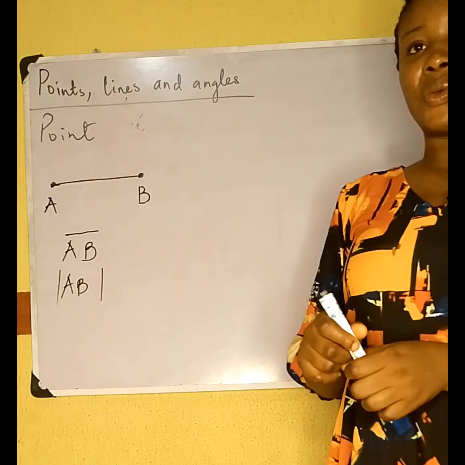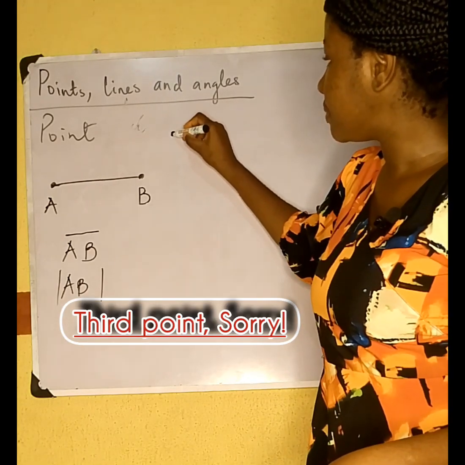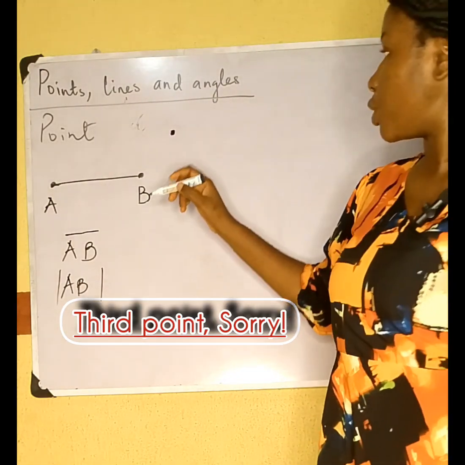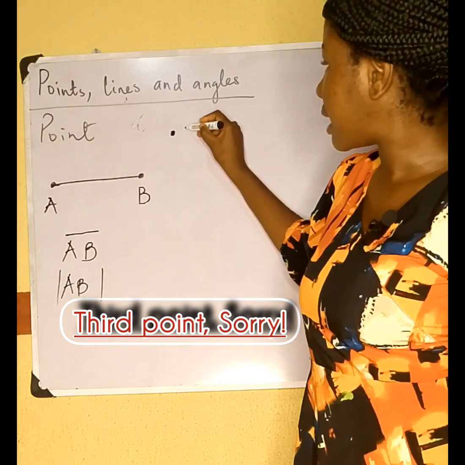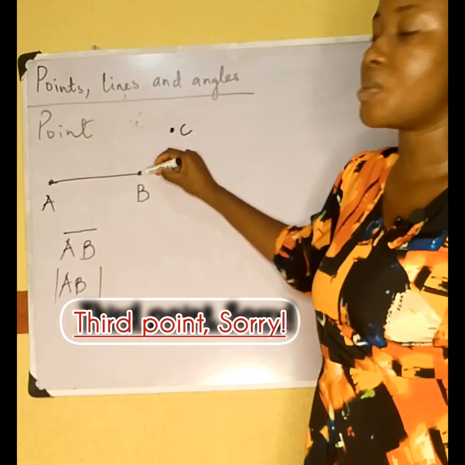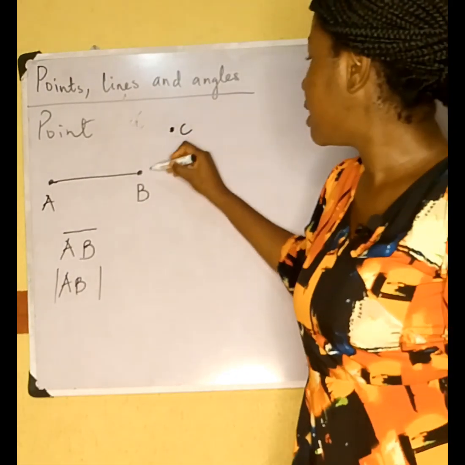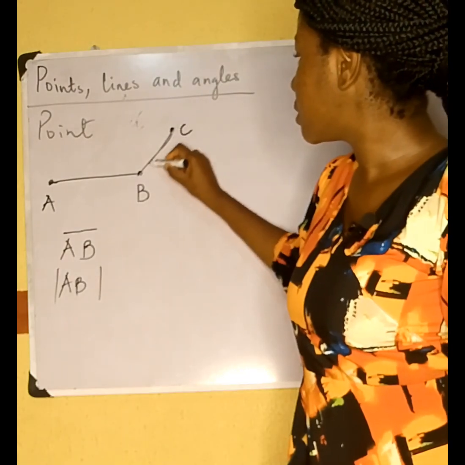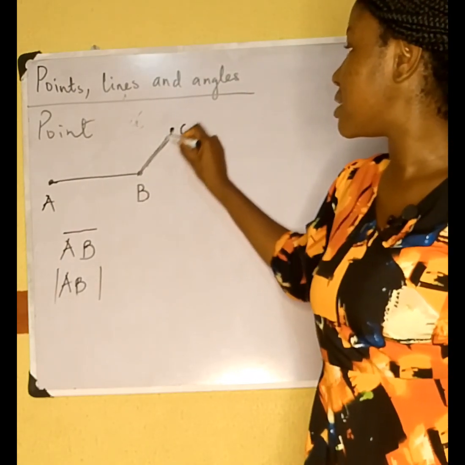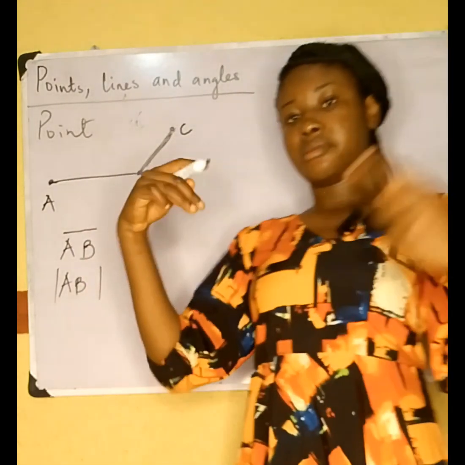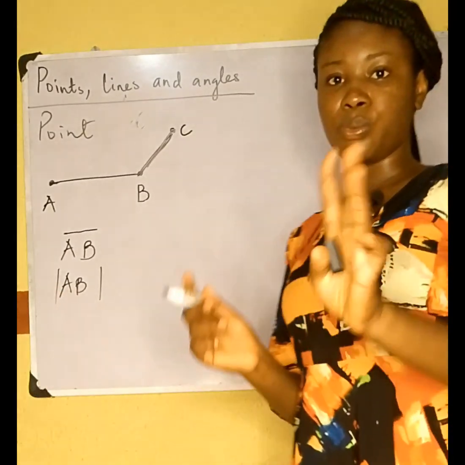Then another thing now is if I have a third point here, and I call it C, the distance between B and C is another line, right? So this is line BC, or you just say CB, but better still BC.